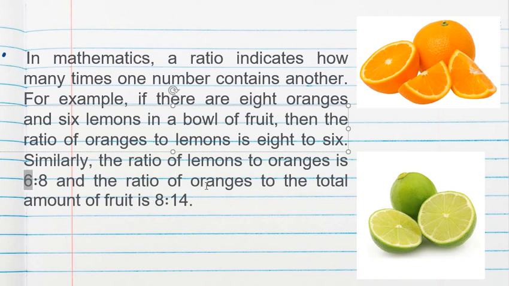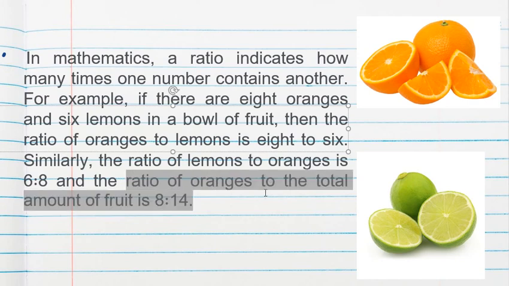And the ratio of oranges to the total amount of fruit is 8 to 14. Okay, look at this part. The ratio of oranges to the total amount of fruit. So I'm now making the comparison between how many oranges versus the total of fruits we have. How much is 8 plus 6? That's 14. So the ratio between oranges and the total amount is 8 to 14.